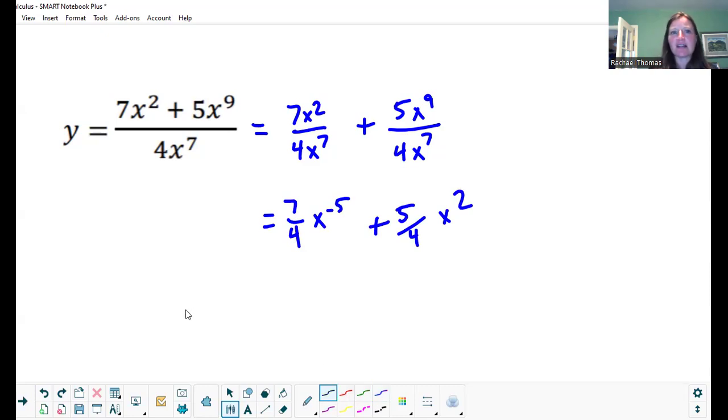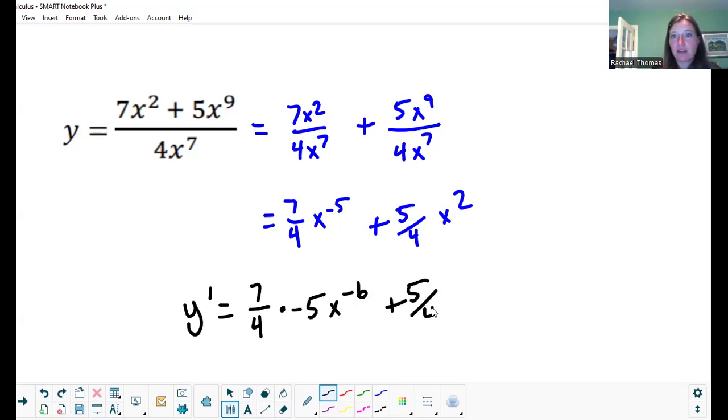Now, this is disgusting. I'm not going to say this is a really pretty function and I'm super excited to take its derivative, but it's at least manageable because now I can just use the constant product rule, 7/4, and then my power rule, -5 x to the -6. In this case, 5/4 times 2x to the 1, so I'm not going to write the 1. Yes, you can combine the numbers here. Yes, you can simplify them.